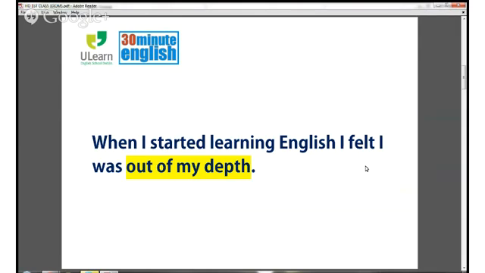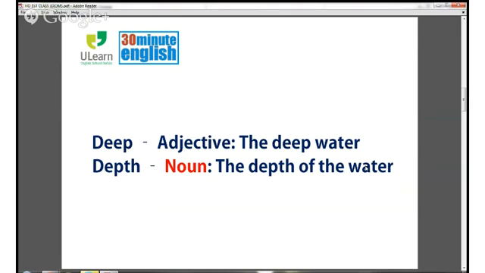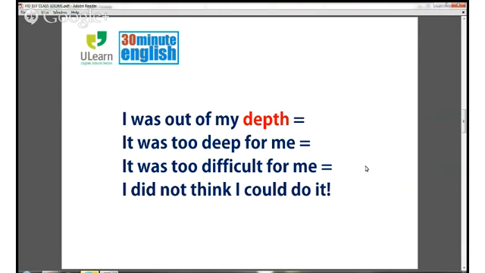Let's look at that even closer. So deep is an adjective. For example, the deep water. Depth is the noun form of that adjective. So the depth of the water. So to be out of depth. Okay, so let's take a look again. Something else. So I was out of my depth. It was too deep for me. It was too difficult for me. I did not think I could do it. Okay, so that's the first idiom that we're looking at. I was out of my depth.